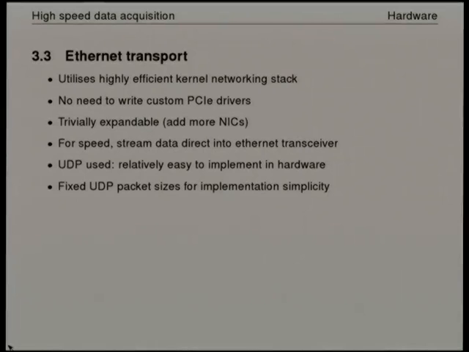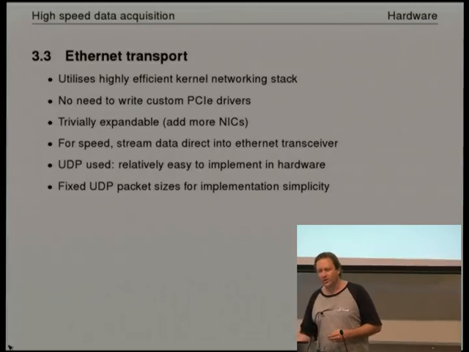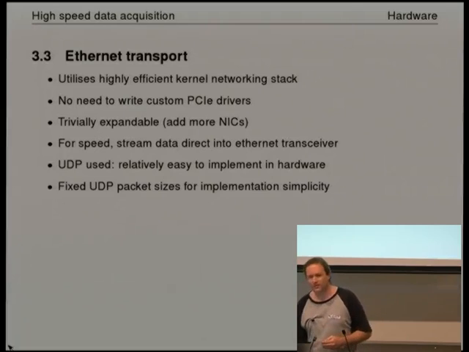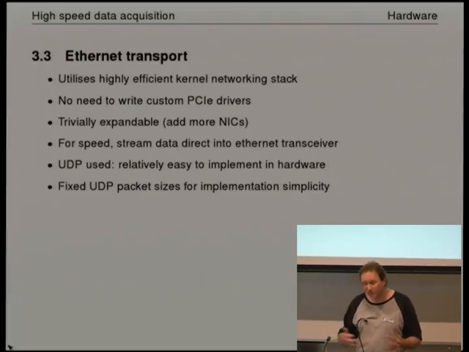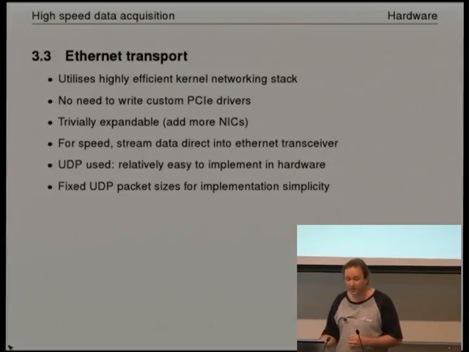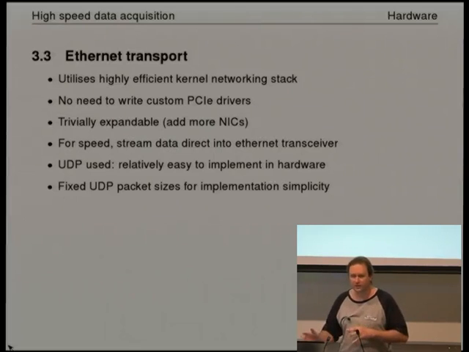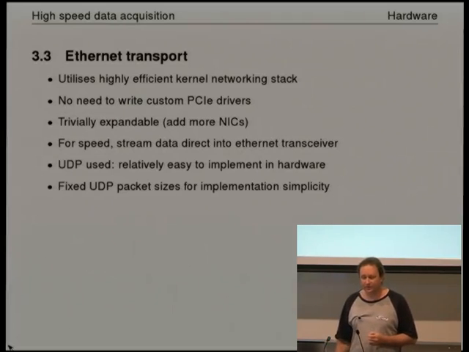So, yeah, the reason we chose Ethernet transport is that the networking stack is already highly efficient, so we don't have to spend time reinventing the wheel trying to work out how to efficiently get data into the system. Alternative methods could involve using custom plug-in PCI cards, but again, we'd then have to write our own custom drivers for those PCI devices, which are doing essentially the same thing that the network drivers are. I've mentioned the expandability. We can add more NICs, we can add more switches into the system, and effectively we don't have any development work on that.